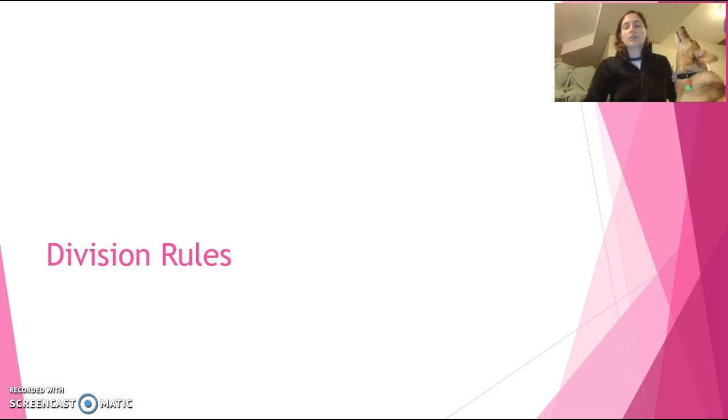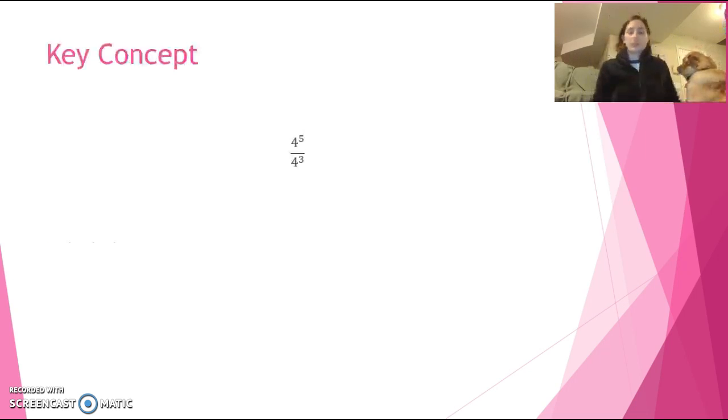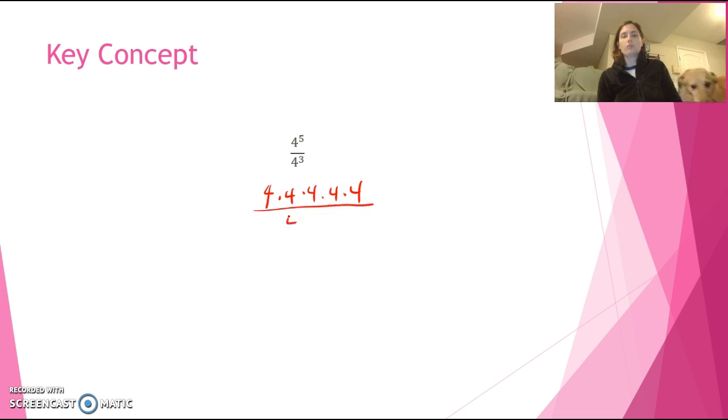So, we're going to talk about our division properties, so our division rules. Kind of like with the multiplication, why this works. So, 4 to the 5th would be 4 times 4 times 4 times 4 times 4, and we're dividing by 4 cubed.